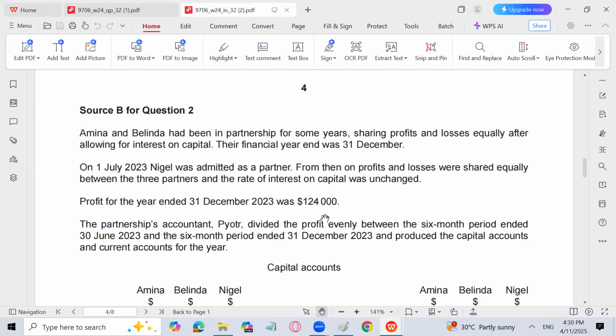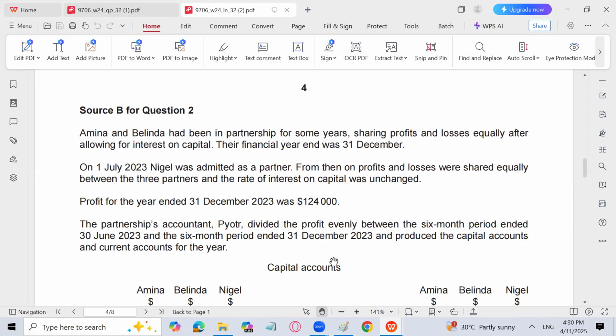Profit for the year was 1,124,000. The partnership accountant, Peter, divided the profit evenly between the 6 months period ended 30th June and the 6 months period ended 31st December. So Peter has divided the partnership profit 6 months for the first period and 6 months for the latest period. Why? Because after 6 months, the partnership agreement has been changed.